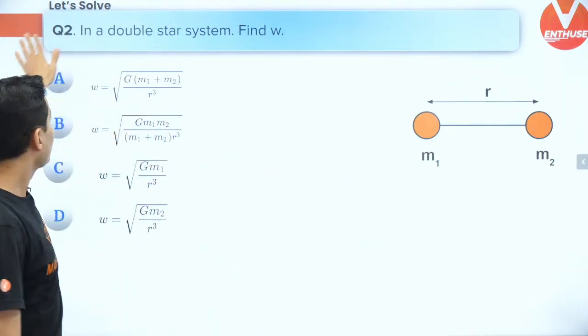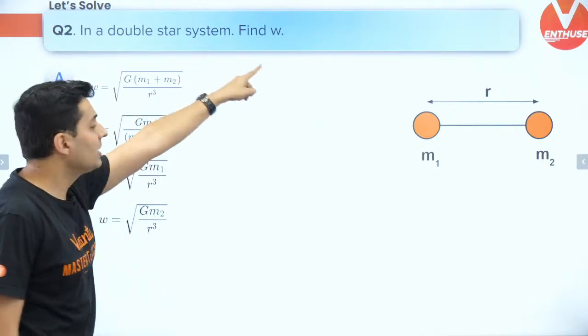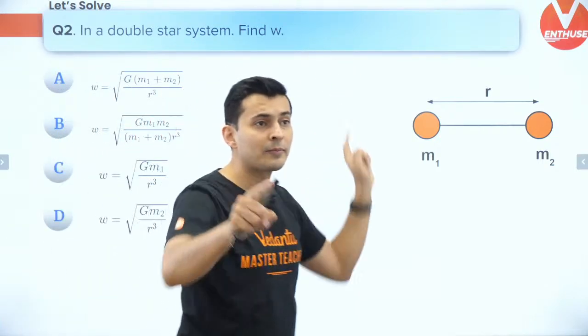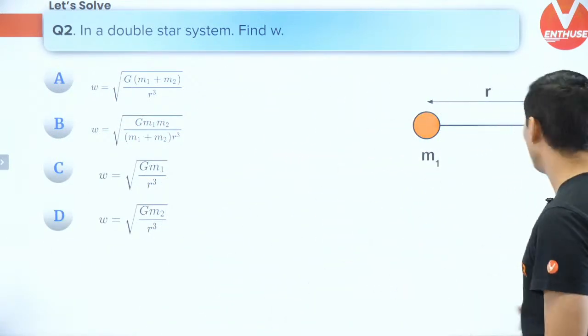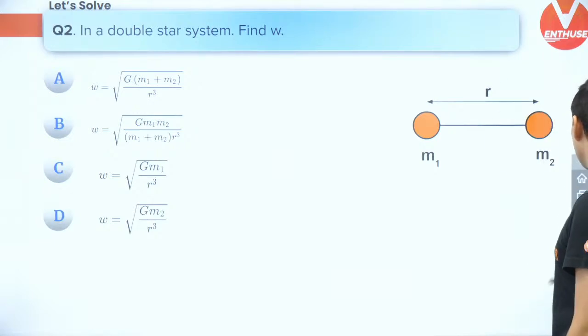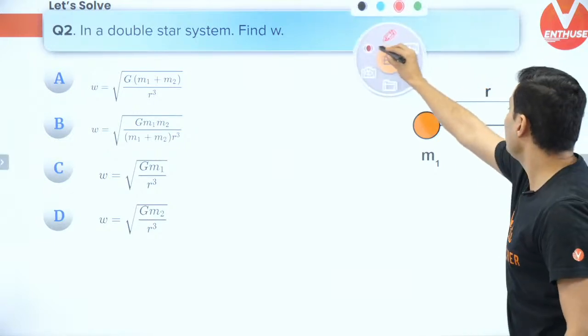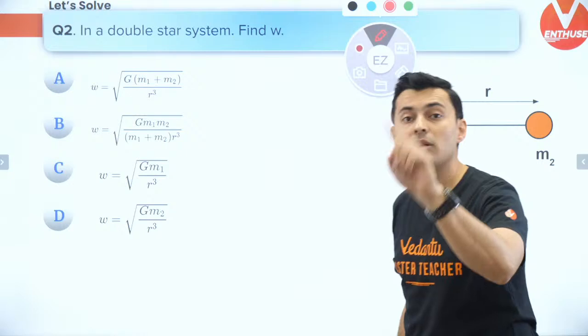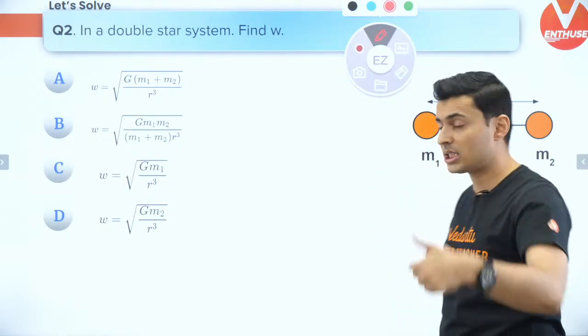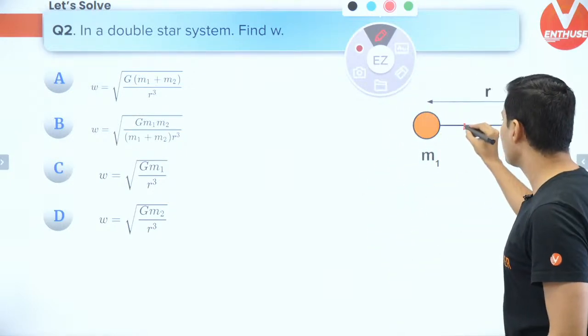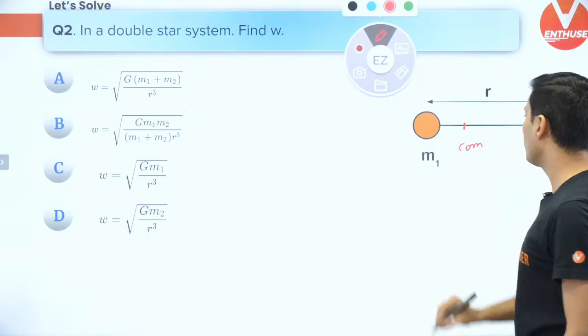Here is the next one. In a double star system, the question is to find the value of angular velocity. In a double star system, the question was find omega. So I'll tell you how to do this particular question. First of all, understand this double star system is going to rotate about their common center of mass. So their common center of mass will be somewhere over here.